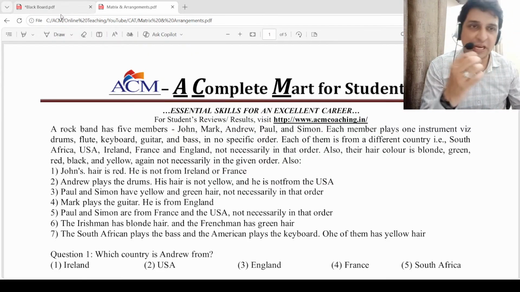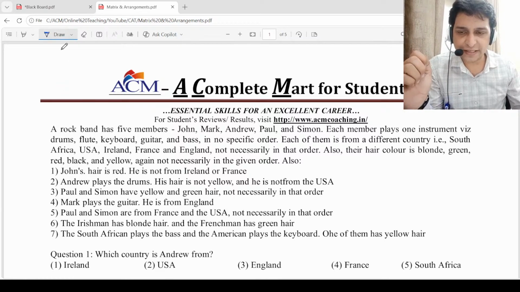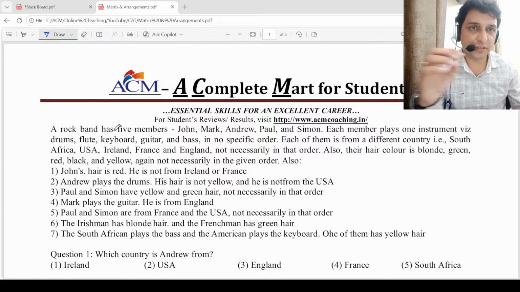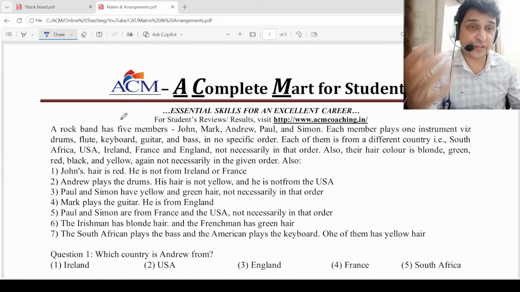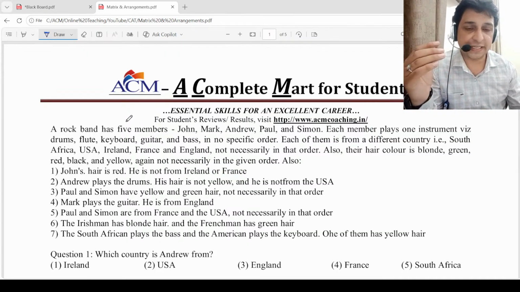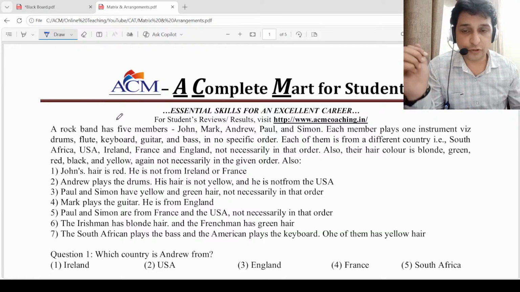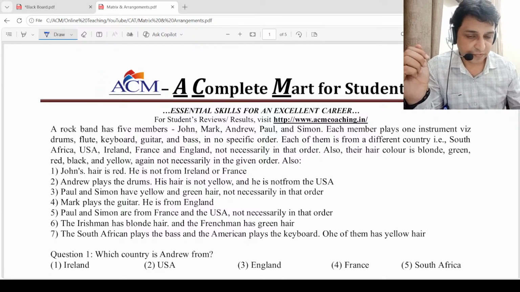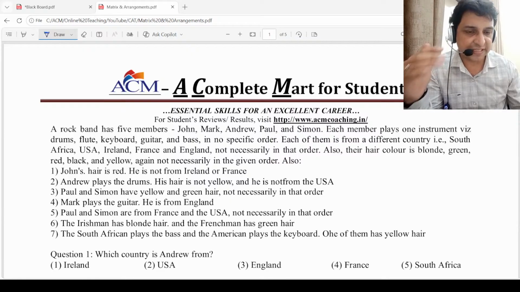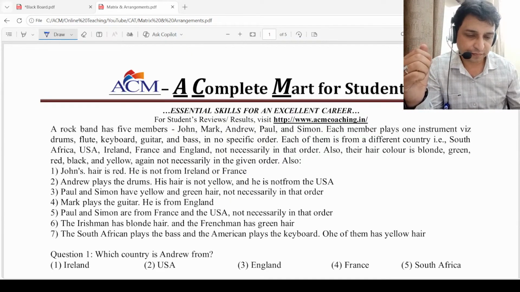The first example in front of you says a rock band has 5 members. This is the puzzle which we have. Now, what is the difference between matrix arrangement and the table arrangement? That also we'll discuss. Which one to use when, we'll discuss that too. And which method is better? That also we're going to discuss. So let's start with the first puzzle. Let's try to understand how to find out which method we can use.